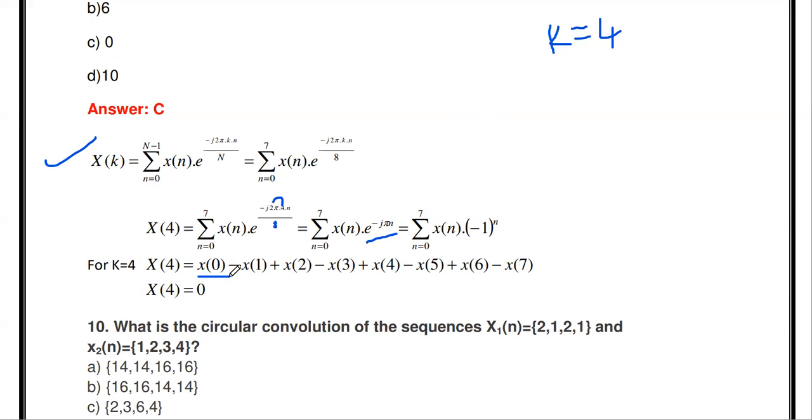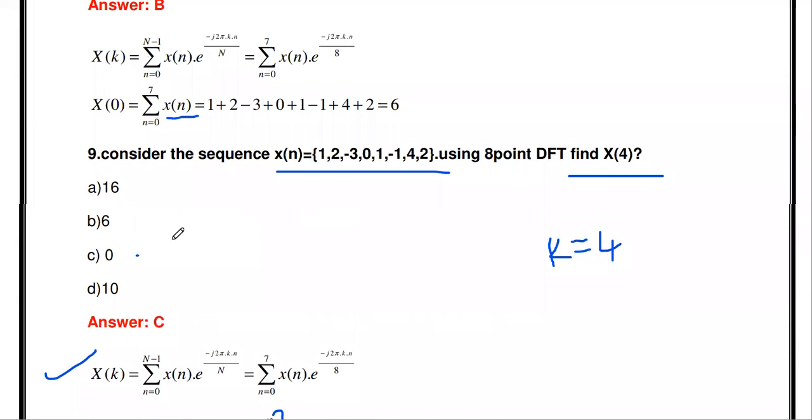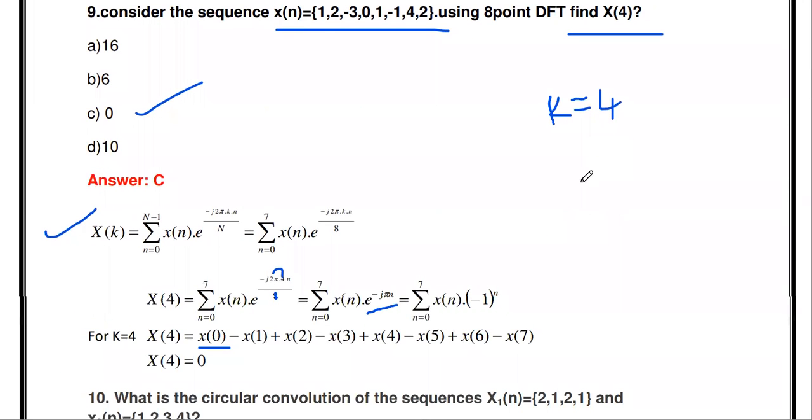So you just substitute all the values. We will get the answer as 0. So the answer is alternatively the first one plus 1 minus 2 plus minus 3; you alternately add and subtract the values, and we will get the answer as 0. So this is the way to find the center value x of 4. Okay, so these are the properties of DFT.